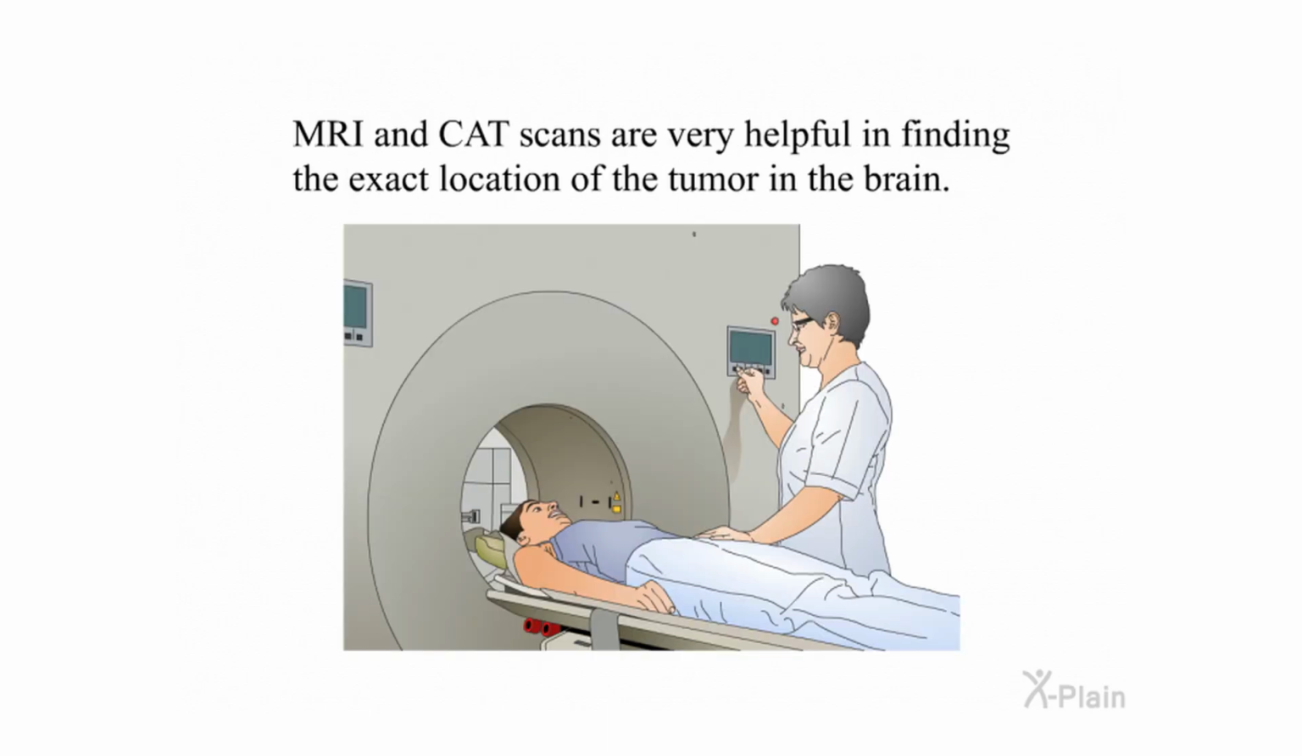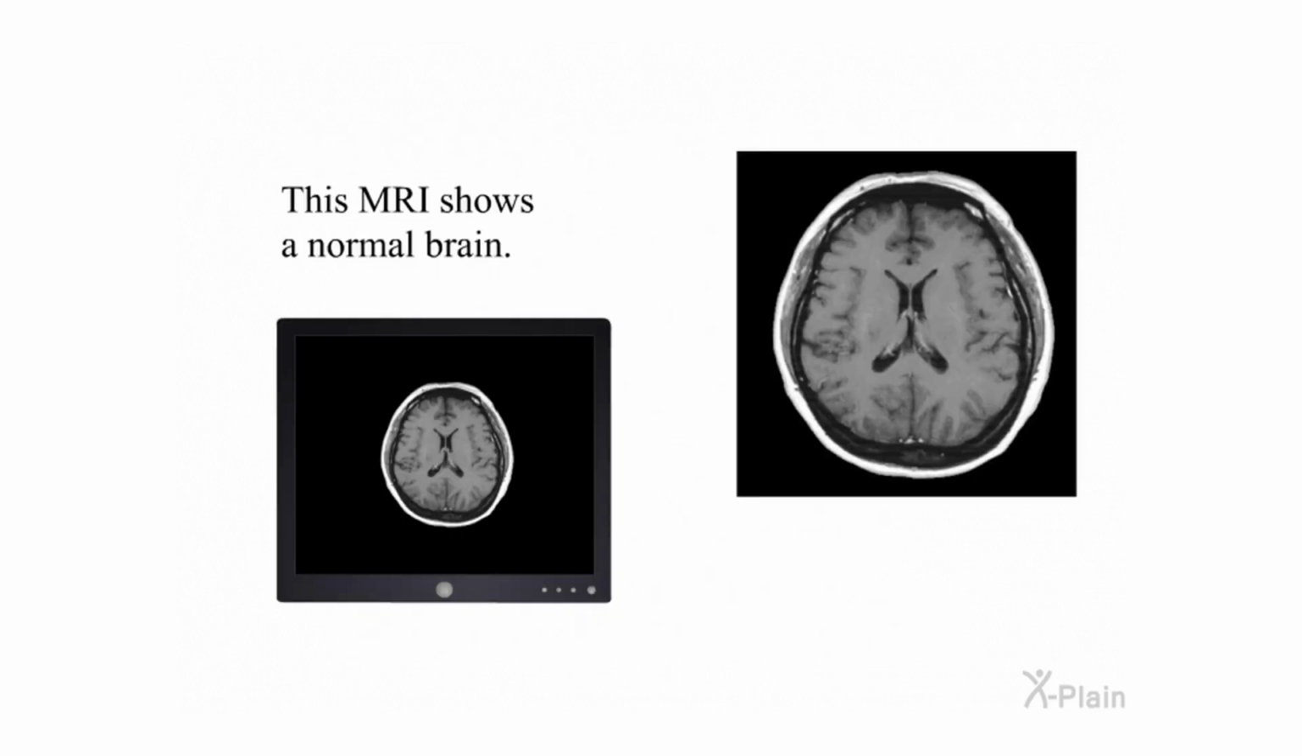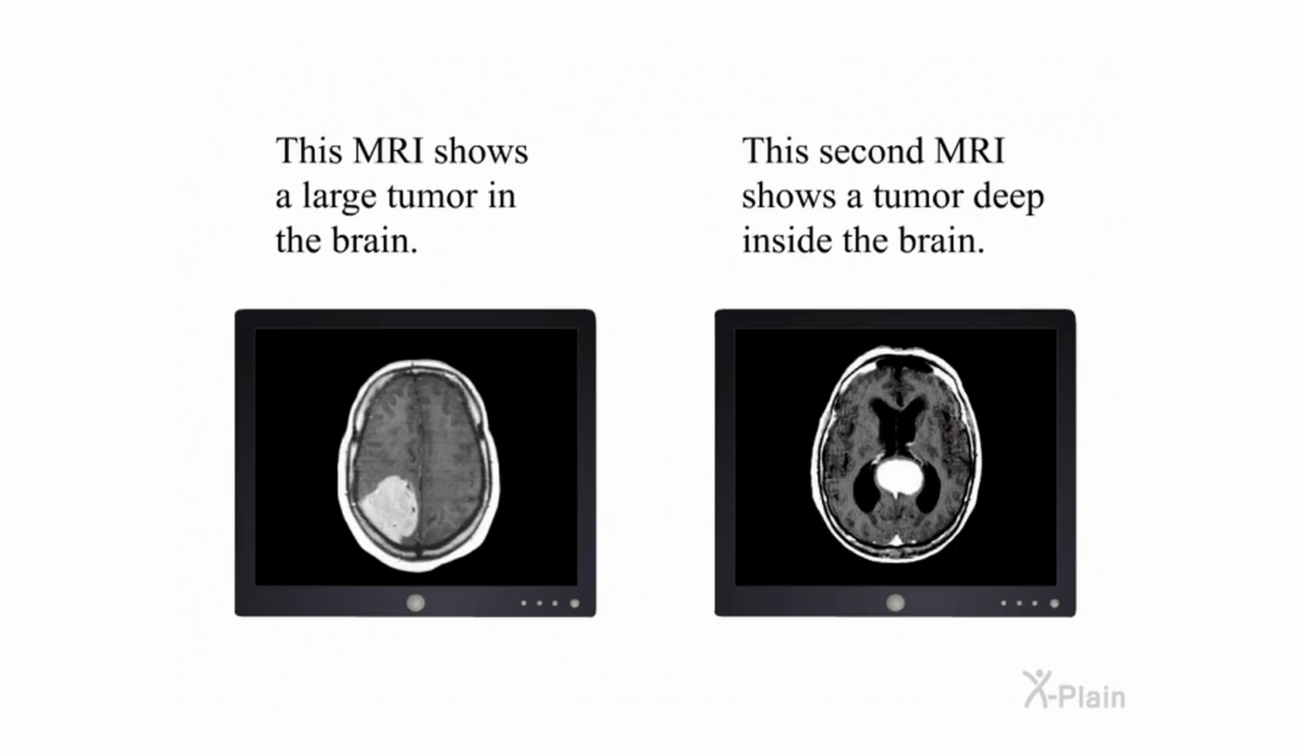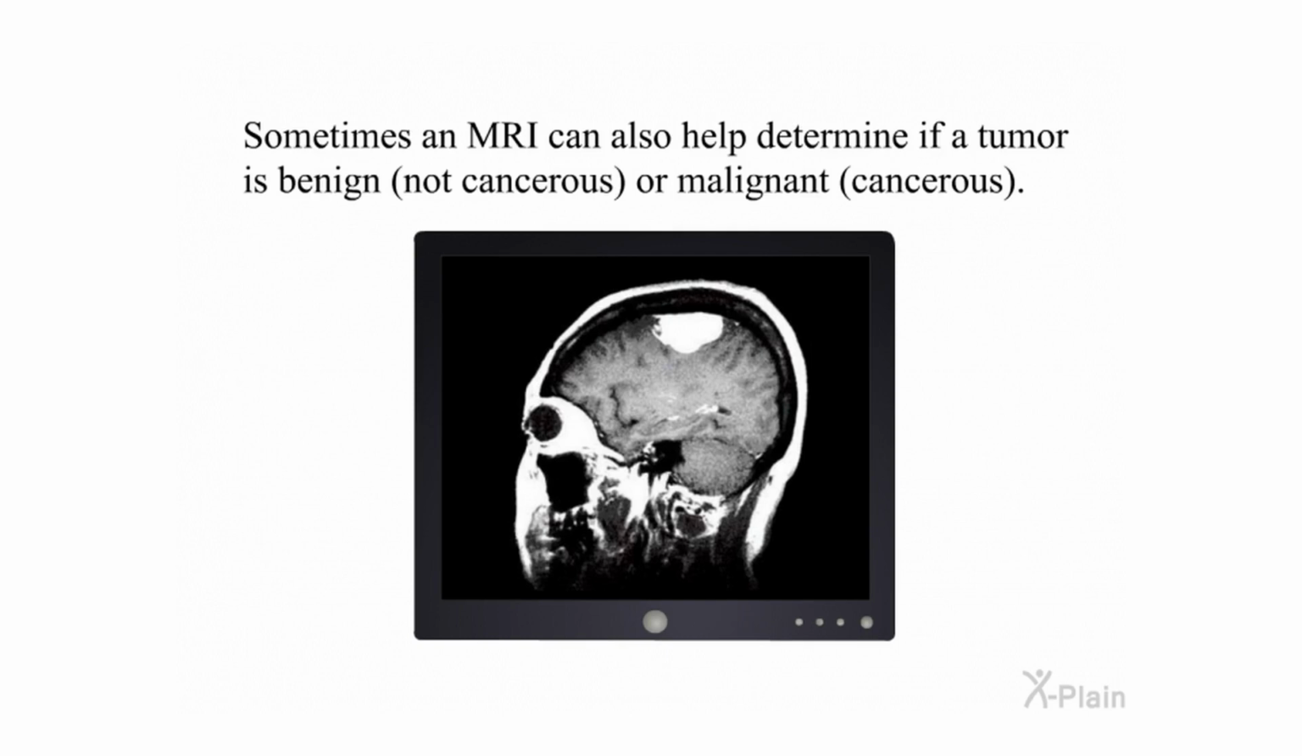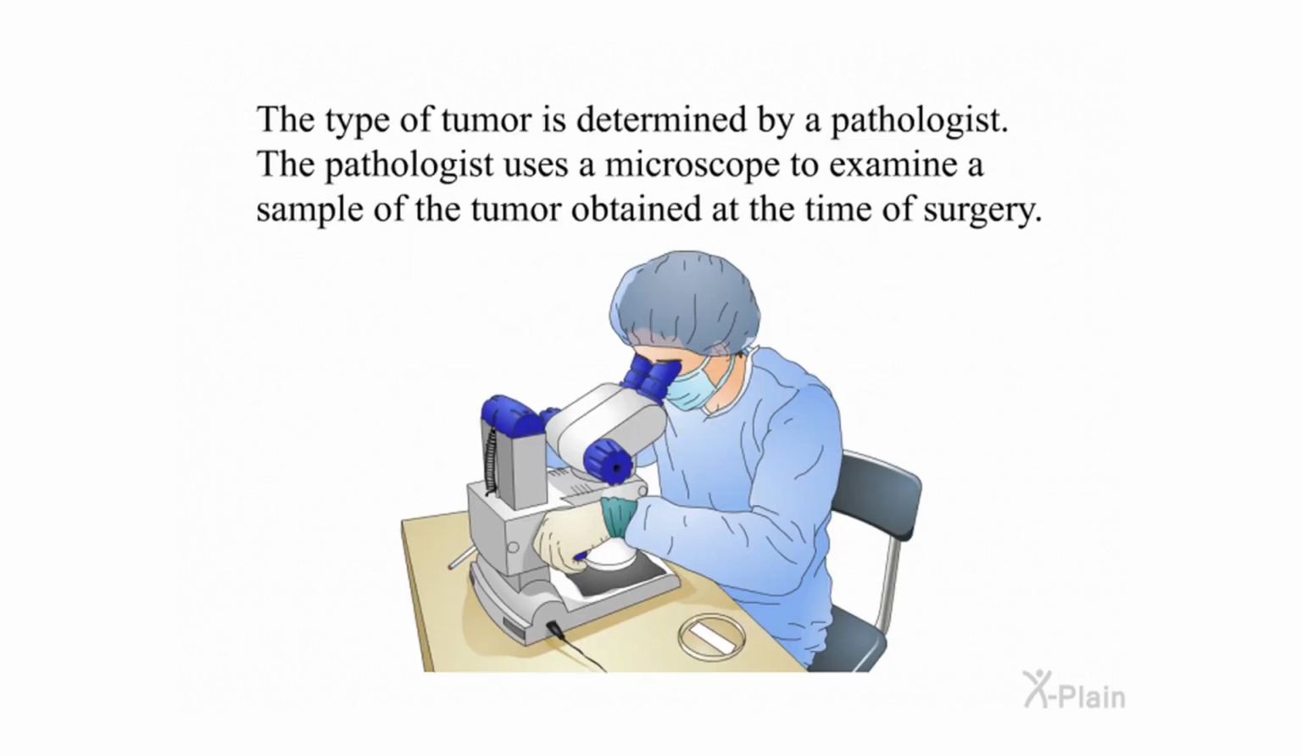MRI and CAT scans are very helpful in finding the exact location of the tumor in the brain. This MRI shows a normal brain. This MRI shows a large tumor in the brain. This second MRI shows a tumor deep inside the brain. Sometimes an MRI can also help determine if a tumor is benign, not cancerous, or malignant, cancerous. The type of tumor is determined by a pathologist. The pathologist uses a microscope to examine a sample of the tumor obtained at the time of surgery.